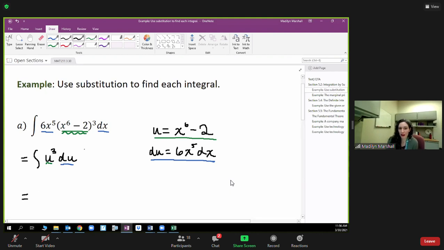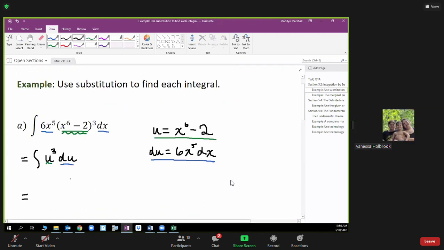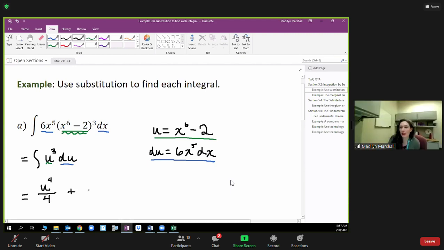So this is where those rules come in. I'm just going to go back for a second. This is our first rule, labeled 4, 5, 6 in the book, which is why they're 4, 5, 6 here. So u to the n is the situation we have now. That's where we use this reverse power rule, where we're raising the power by 1 and dividing by the new power. So u to the 4th divided by 4. Right, exactly. And this is where we have the plus c, because we actually did the integral on that step.